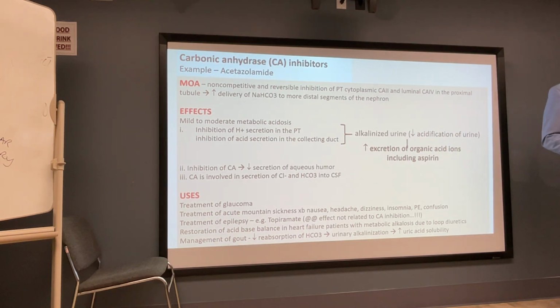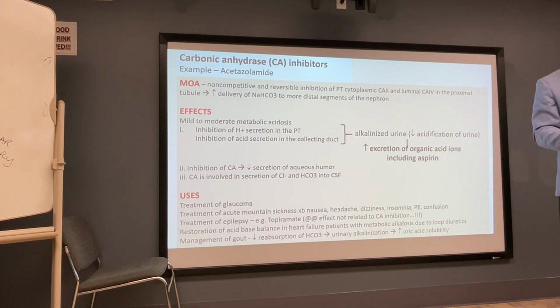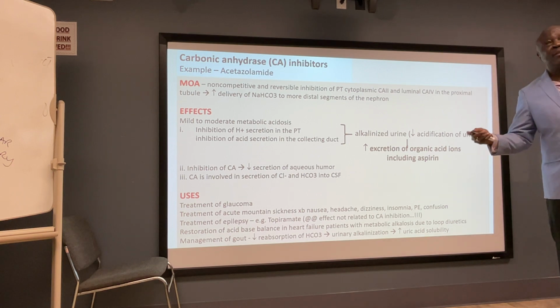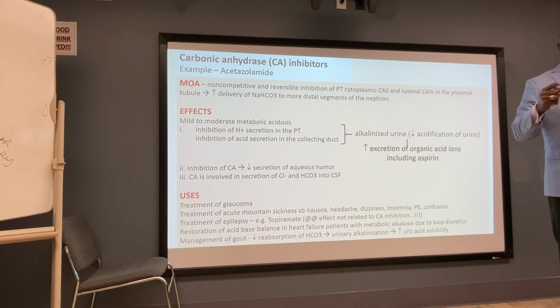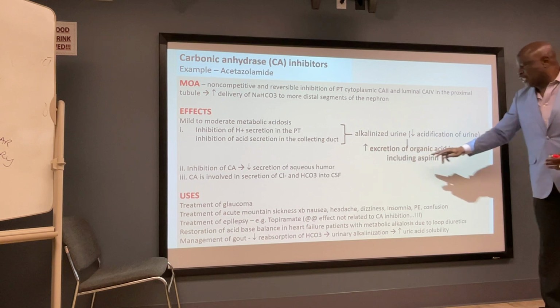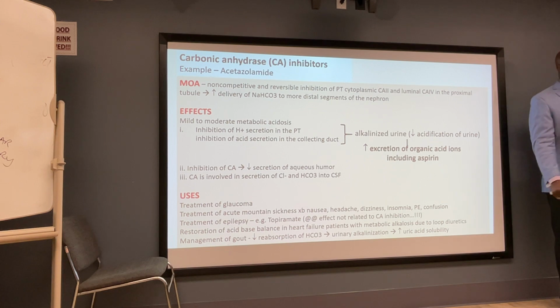And one advantage of the alkalinization of urine is that it operates on the principle of neutralization. If you get an acidic drug that you want to excrete from the body, you alkalinize the urine. If you get an alkaline drug that you want to excrete from the body, you make the urine acidic. That's the way it works. Because of the alkalinized urine, you get an increased excretion of organic ions. This also includes aspirin, which is acetylsalicylic acid. So that's how you get an increased excretion.